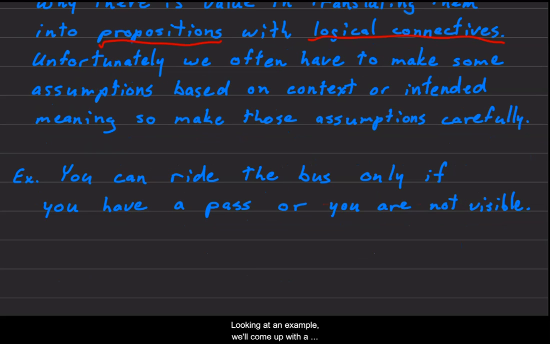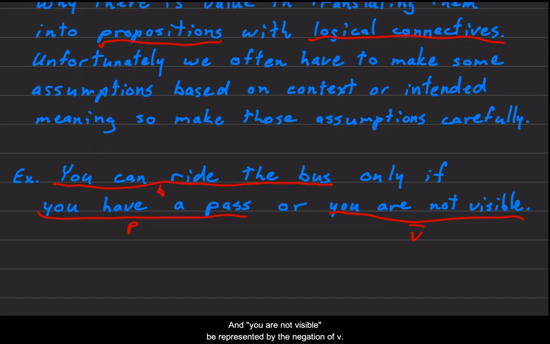To look at an example, we'll come up with a sentence. You can ride the bus only if you have a pass or you are invisible. We'll take that sentence and break it down into separate pieces that we'll represent by a letter. So we'll let you can ride the bus be represented by B. You have a pass will be represented by P. And you are not visible will be represented by the negation of V.